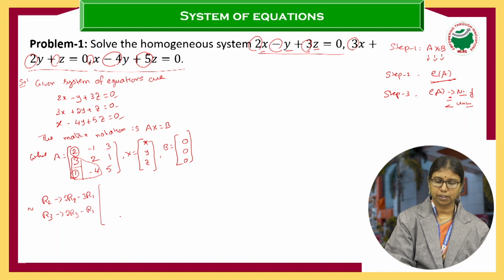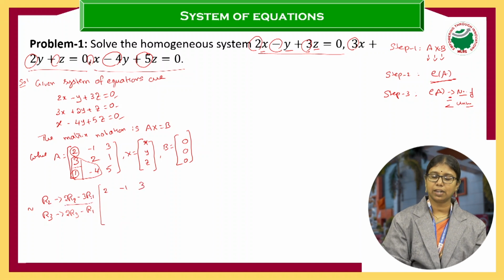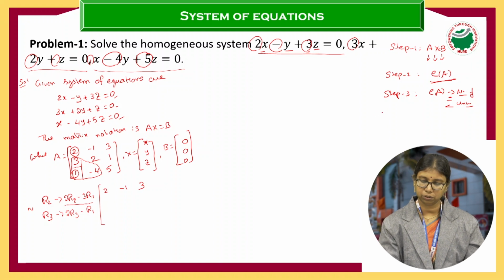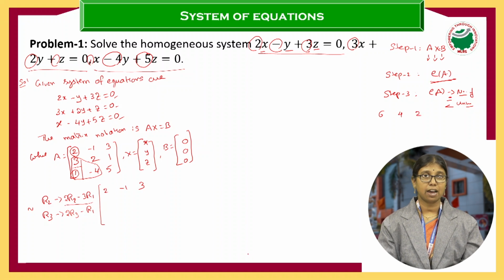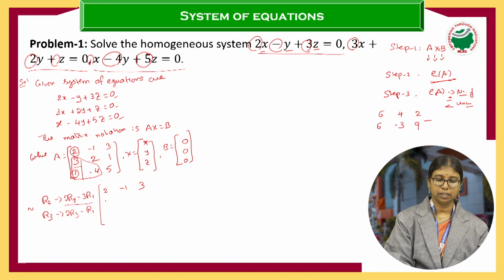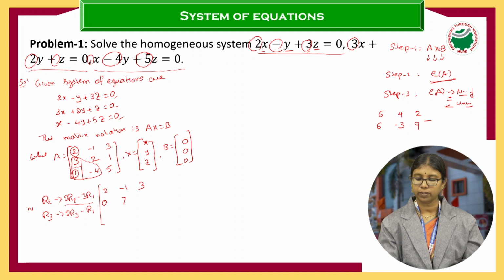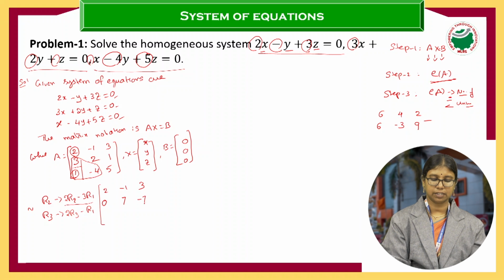Then what about your matrix? We are not changing the first row: 2, -1, 3. And the second row operation is 2R2 minus 3R1. So, first multiply 2R2, multiply the second row with 2: 2 3s are 6, 2 2s are 4, 2 1s are 2. Next, 3R1, multiply the first row with 3: 3 2s are 6, minus 3, 3 3s are 9. By subtracting, this is 0. 4 minus of minus 3 plus 3, so that is 7. 2 minus 9 is again minus 7.